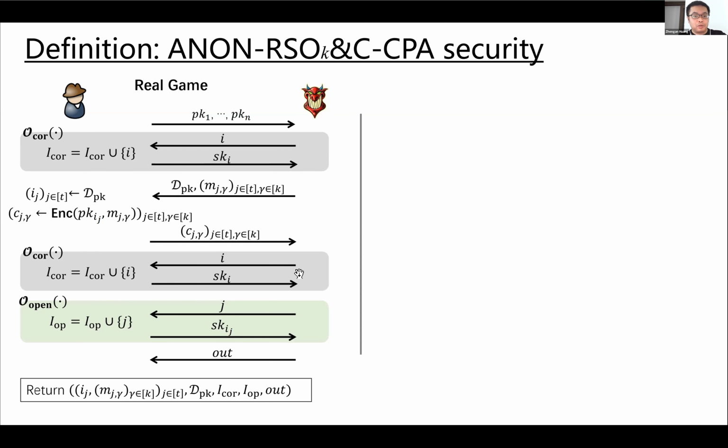For the user corruption query, the adversary queries on I and receives SK_I. For the selective opening query, the adversary queries on J and receives SK_{I_J}, which means that he asks to open the J-th ciphertext tuple.